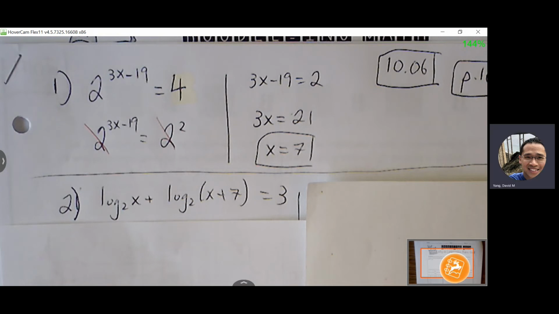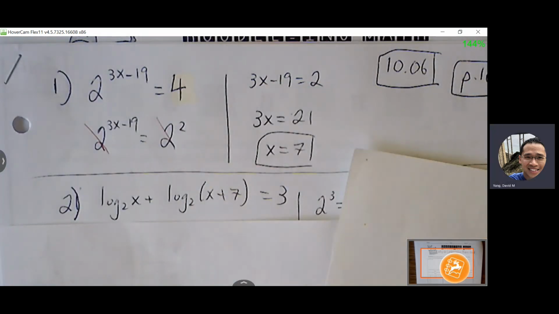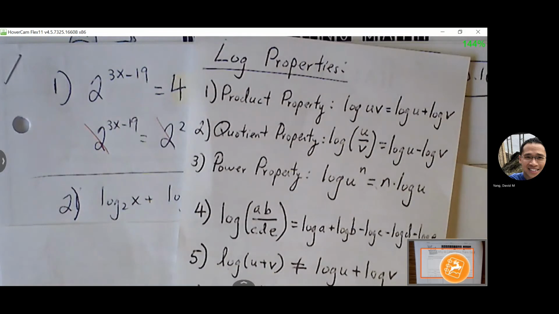All right, number 2, we probably do want to convert to exponential form, but what should we try to do first? Yeah, let's get the logs to come together, right? We have the product property. If I have log of u plus log of v, I can merge that together to be log of u times v.